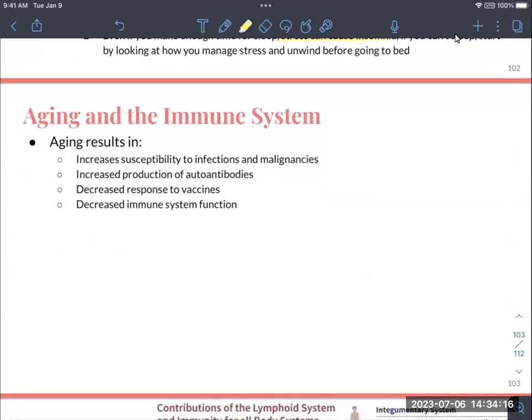No matter what you do, aging is still going to play a role. Your immune system is not as efficient because it increases that susceptibility to infections and malignancies, those different tumors. You have a higher chance of producing these autoantibodies. You have that decreased response to vaccines. Your immune system just decreases in general. Doesn't function as well as it did when you were younger.